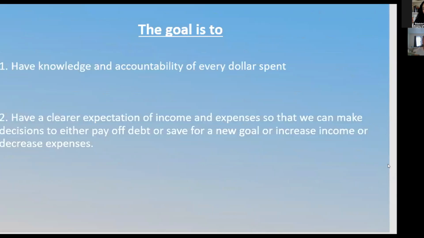So again, you have knowledge and accountability of every dollar spent, and you have a clear expectation of income and expenses so that if you need to put money to debt, or maybe you can increase your income, or maybe you have a new goal. It makes all the difference when you know things when they happen and have them already in place. And believe me, it's tough building a business, growing a family, trying to do new things, innovation. It's tough. But if you set yourself to this type of mindset, it's just going to become a habit, and you're going to be able to do things faster than you believe, quicker than you think.